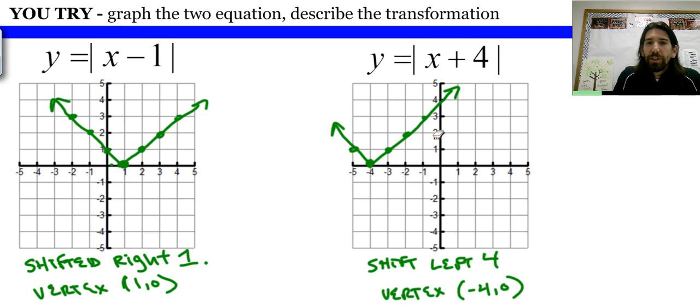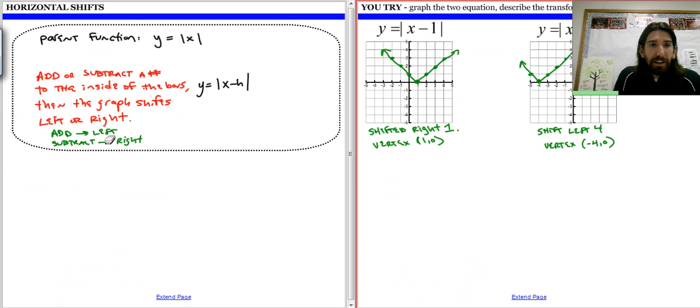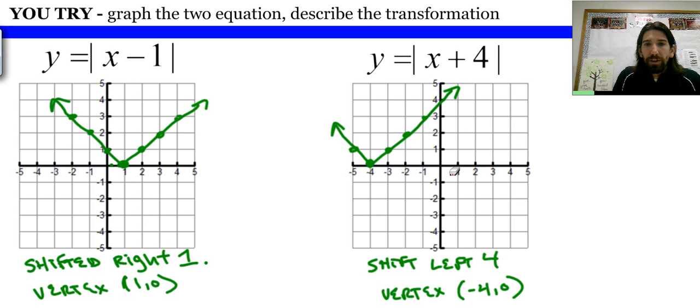Alright, here's the answer. What I noticed again is I was adding to the inside, and if I look at my rules, adding to the inside means I go to the left. So I went to the left 4, and then did my rate of change of up 1 over 1, up 1 over 1.